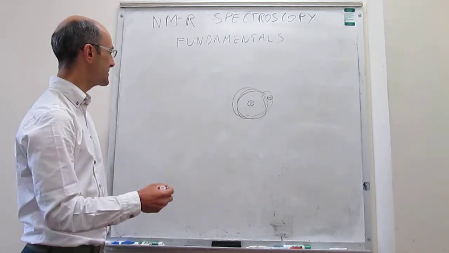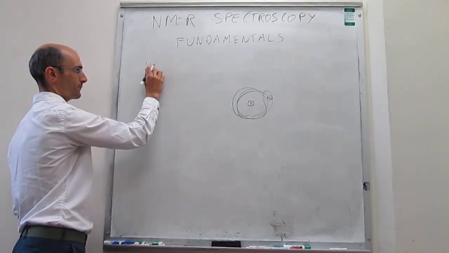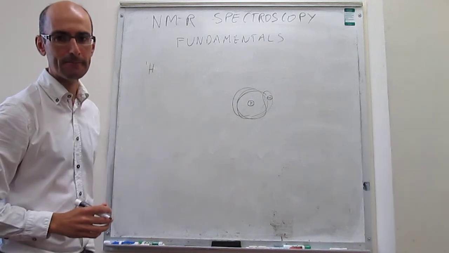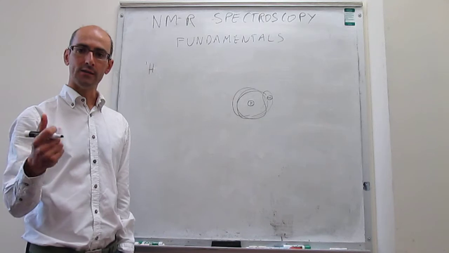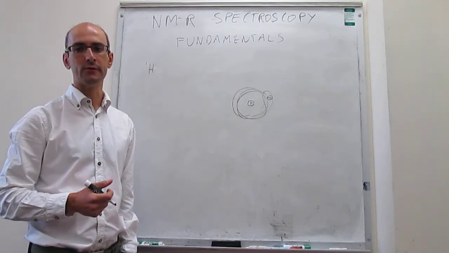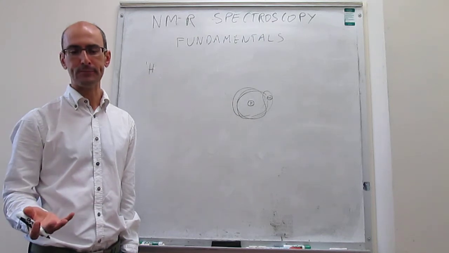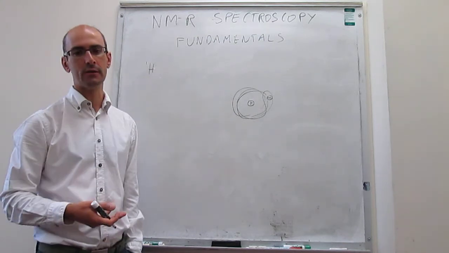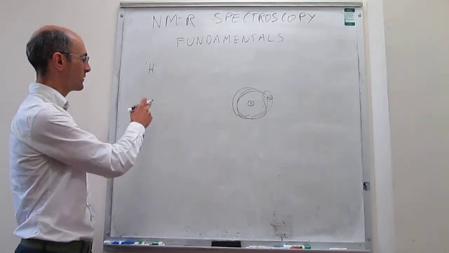So going through the periodic table, we can start to look at various isotopes. For example, the proton, which is the first atom in the periodic table, the first isotope that we can talk about, has one proton, which is an odd number of protons, which means that this atom will be NMR active. So we will be able to do NMR spectroscopy with the proton, the hydrogen nucleus.